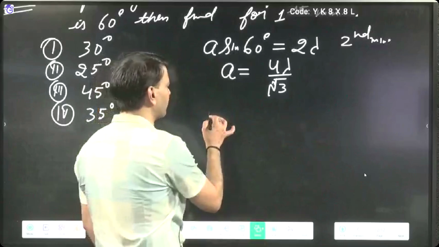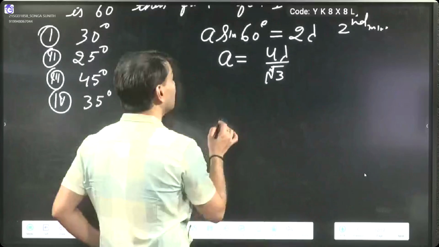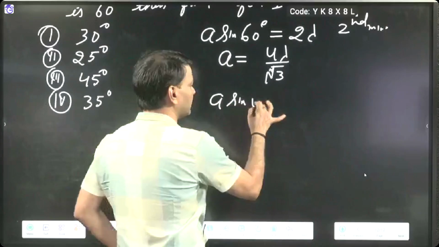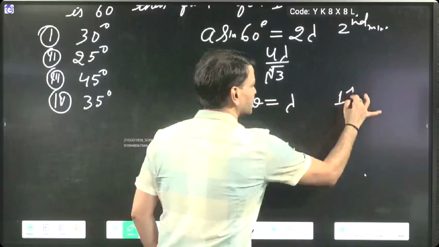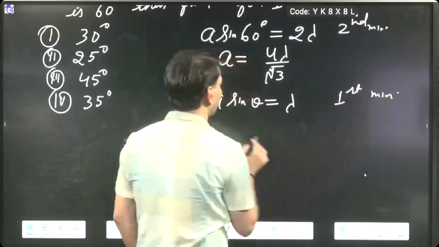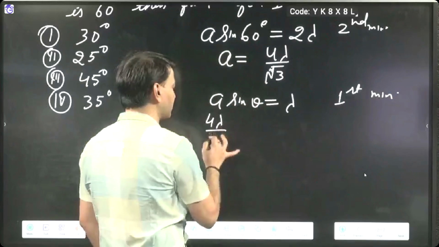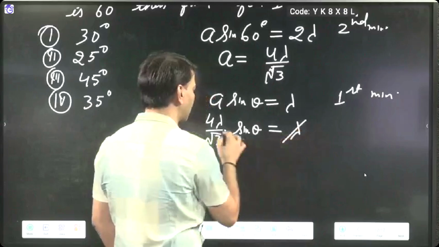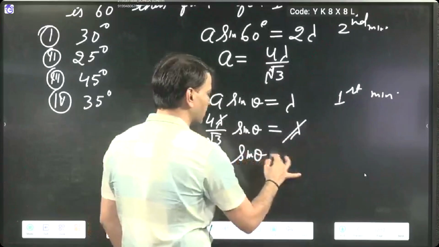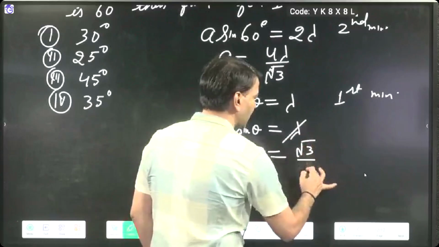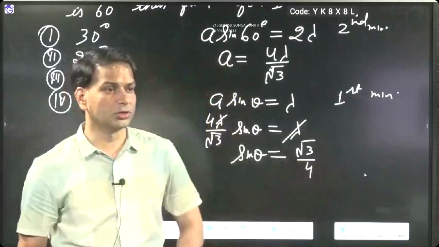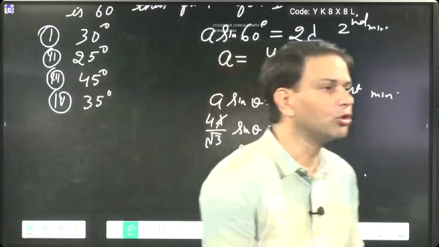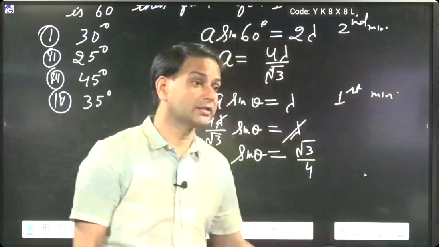Now first minima, what I will say, A sine theta is equal to lambda. That is for first minima. Now A, what we got, 4 lambda by root 3 into sine theta is equal to lambda. Lambda cancel out, sine theta you got root 3 by 4. After that, common sense you have to use. Root 3 by 4, is it more than 1 by 2 or less than 1 by 2? It is less than 1 by 2.